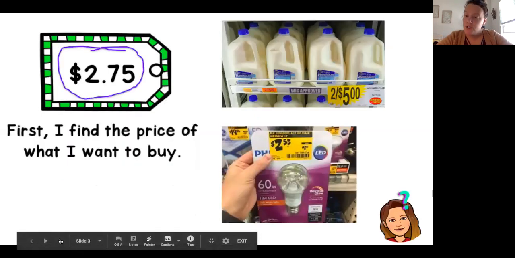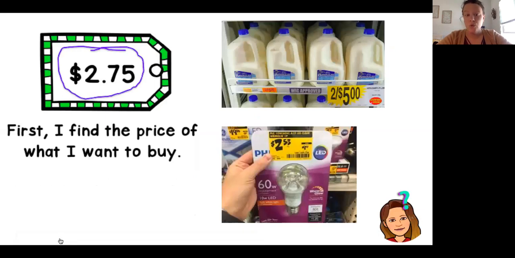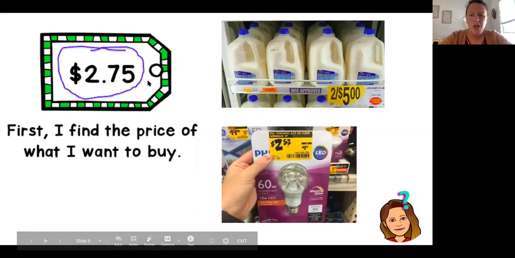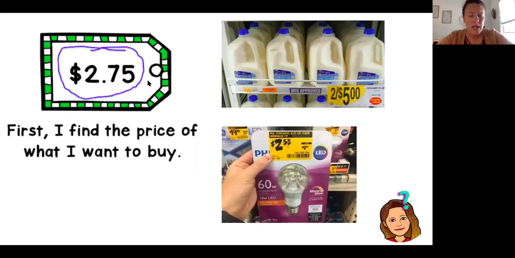So the first thing that we do when we're looking at something is we need to know the price of what you want to buy, okay? So looking right here, we've got this price tag and it says $2.75. Now, not everywhere we go is going to have just a price tag, so we know exactly where we're looking.